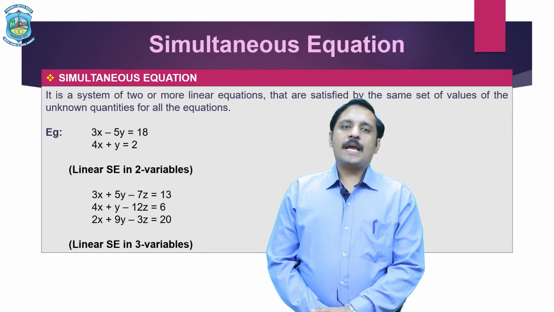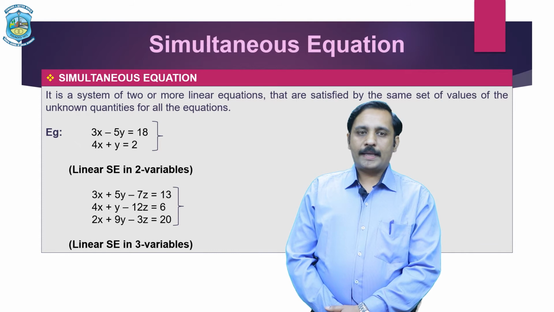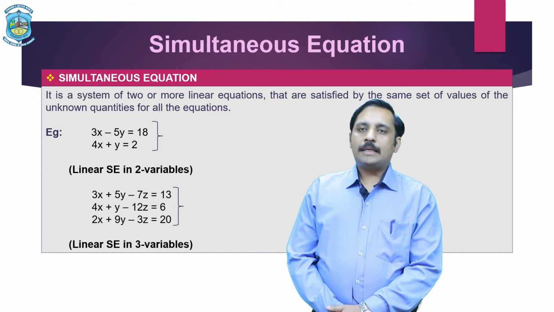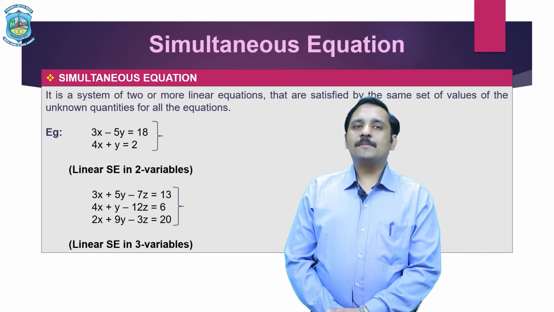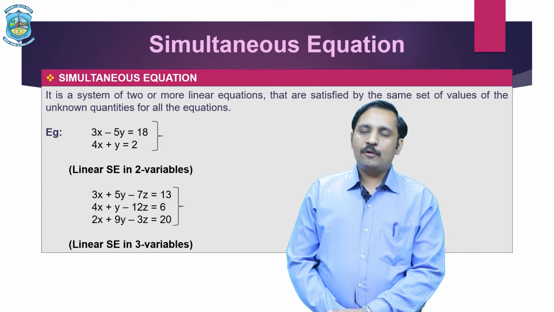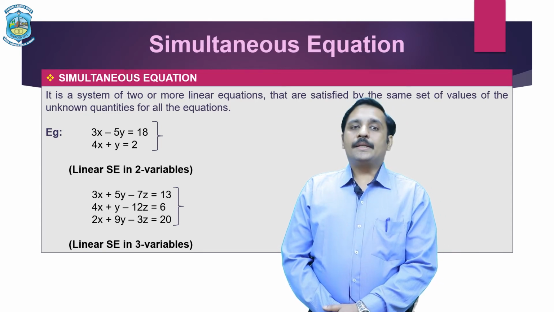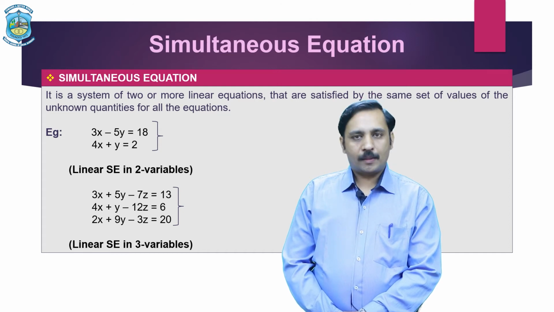For example, we have 3x minus 5y is equal to 18, 4x plus y is equal to 2. Here it is a combination of two equations, that is why we call it a system of linear equations. Here if we find the value of x and y such that it is true for both the equations, then we say that x and y are roots of this system.